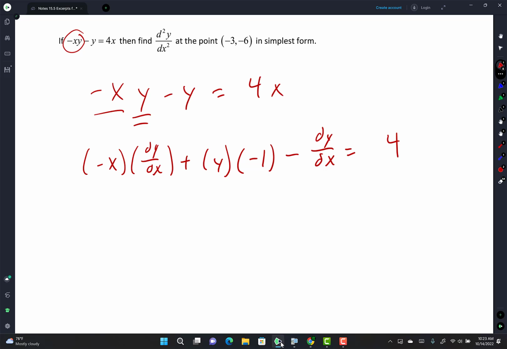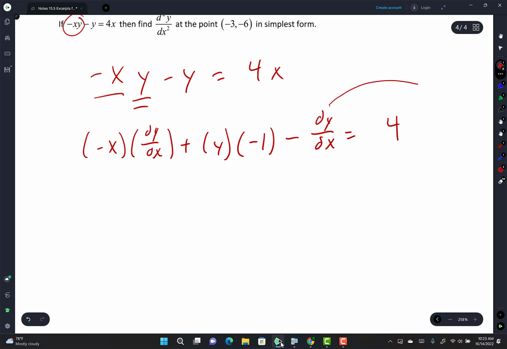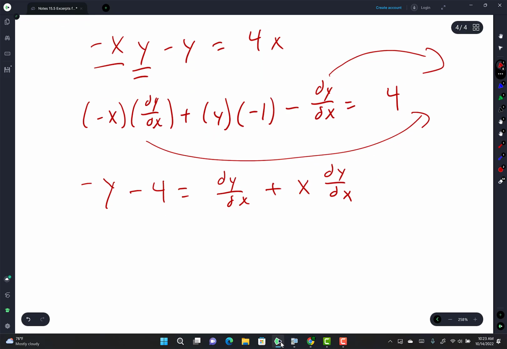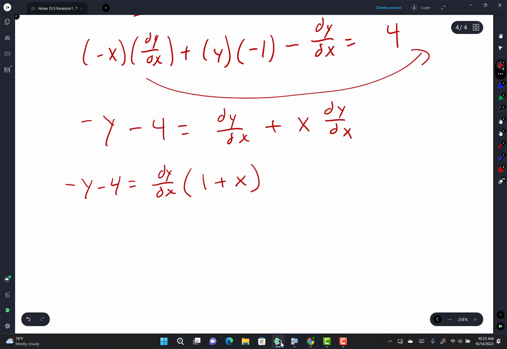You are done with calculus. Now it's just algebra. So I'm going to move this dy dx to the right, and so is this one. So here's what I have. Negative y equals, and I'm going to move the 4 to the left. Negative y minus 4 equals, let's see, dy dx plus x dy dx. I don't see any errors. Yeah, we're good right now. Factor out a dy dx on the right. Negative y minus 4 equals dy dx, open parenthesis, 1 plus x, close. And divide by that 1 plus x.